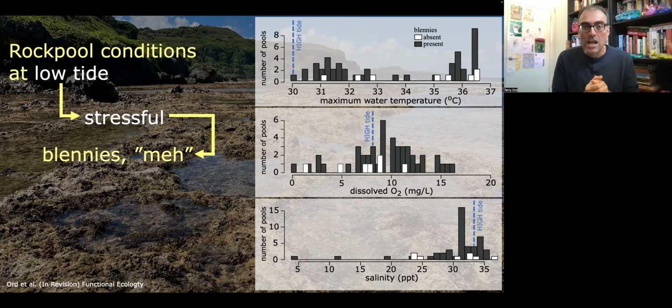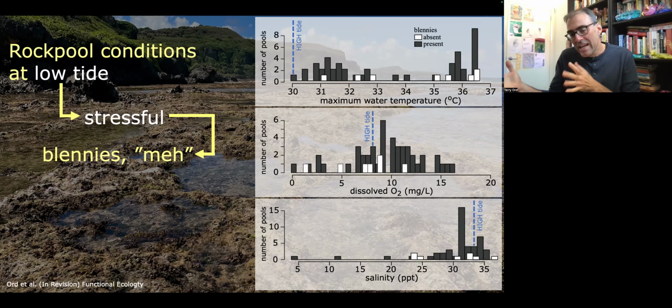Those rock pools do heat up quite dramatically in the tropical sun, to such an extent that our instruments maxed out at 36.5 because we weren't anticipating it getting hotter than that. But you can see that there are blennies in those rock pools, despite it being really, really hot. There are blennies in rock pools with very low oxygen. The vast majority of the rock pools actually have higher oxygen at low tide than they do when they're swamped with seawater at high tide. And this is because you've got things like algae generating oxygen through photosynthesis and basically pumping oxygen into that water. So that doesn't seem to be a big deal.